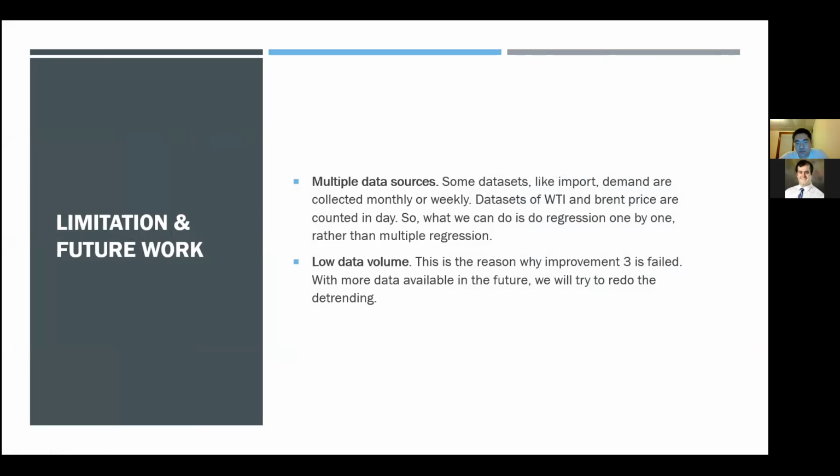Because demand, production, and COVID-19 have low impact on them, we wanted to use them as independent variables. But they are collected monthly or weekly, while data for WTI and Brent oil price are counted in days, so we can't just merge them together. That's one limitation. Another one is low data volume.